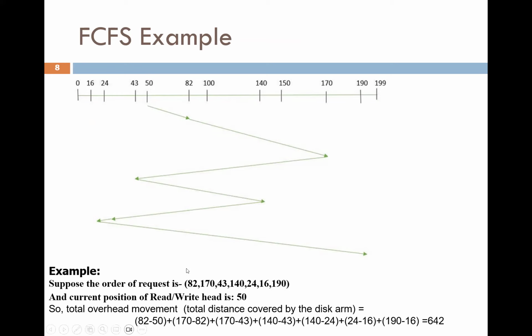Whichever request comes first will get served first. So the first request is 82. From 50, it will traverse to 82. The next request is 170, so from 82, it will traverse to 170.